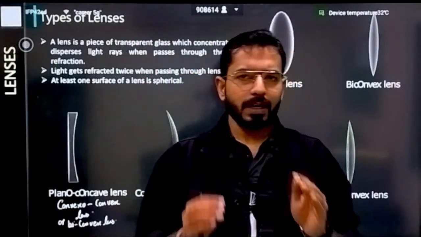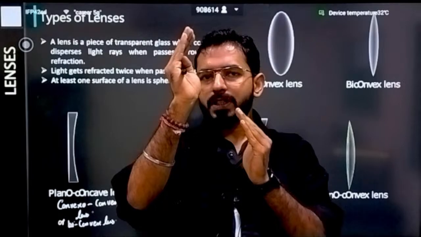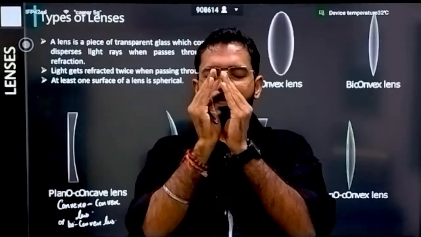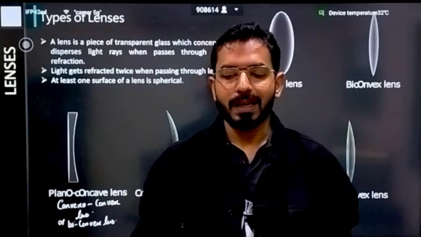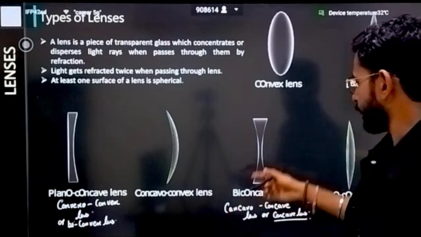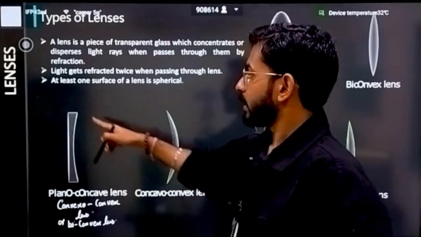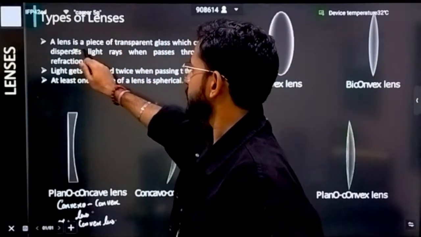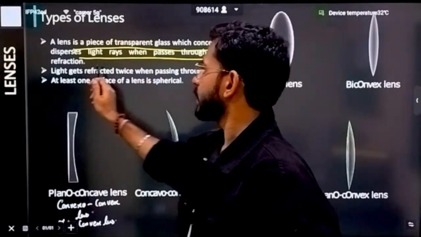If I am talking about a conventional lens, it is curved like this. So this portion is a part of one spherical surface, and this portion is a part of another spherical surface, and when it is combined of two spherical surfaces, it forms a lens. It forms a convex lens. Same with concave lens also. Here it is the concave lens. It is again a part of two spherical surfaces. See here, what is the definition? A lens is a piece of transparent glass which concentrates or disperses light when it passes through them by refraction.